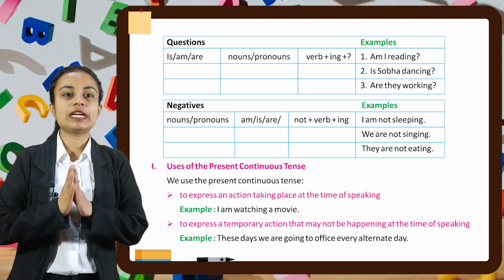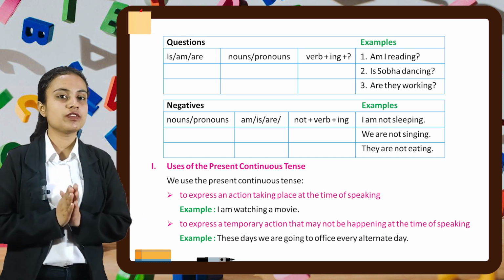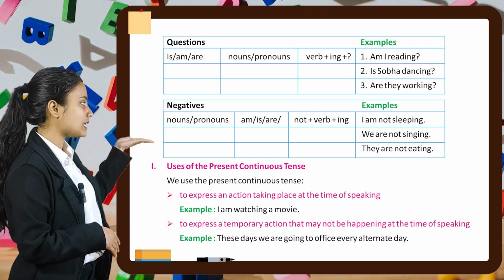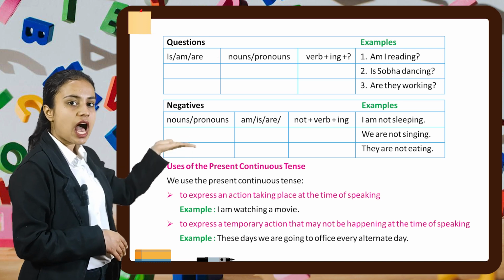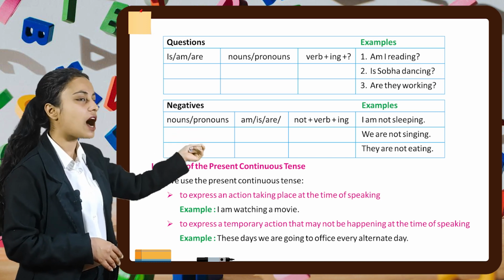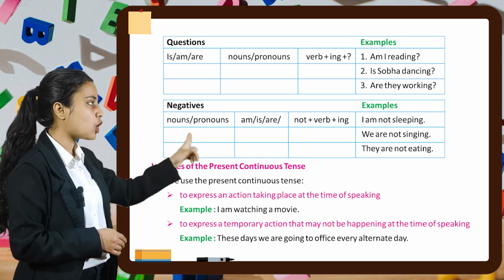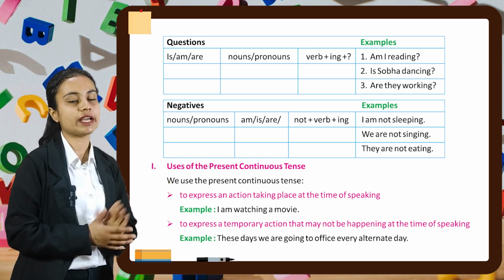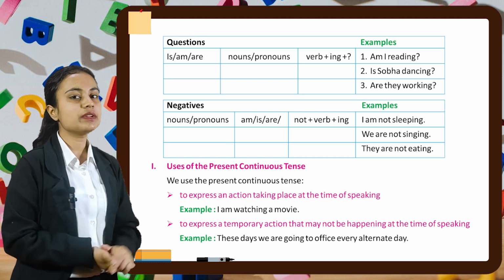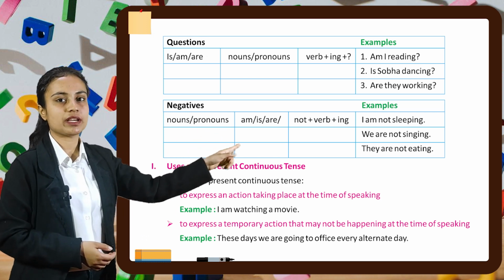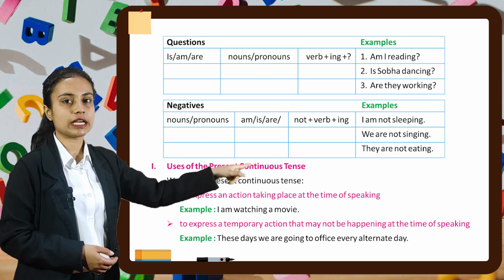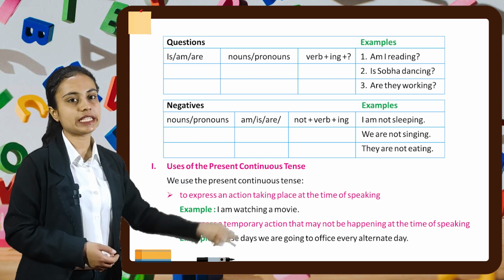Now let's talk about negative sentences. For negative sentences, we start with nouns or pronouns. After that, we use is, are, or am, and then we use not plus verb plus ing form. For example, I am not sleeping. We are not singing. They are not eating.